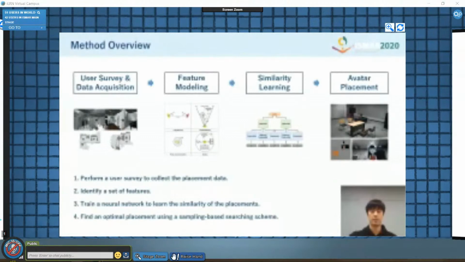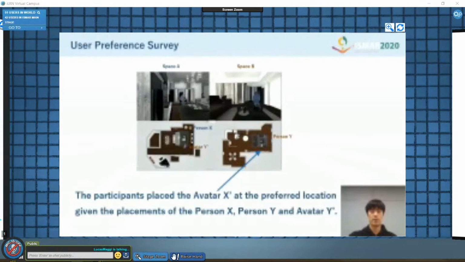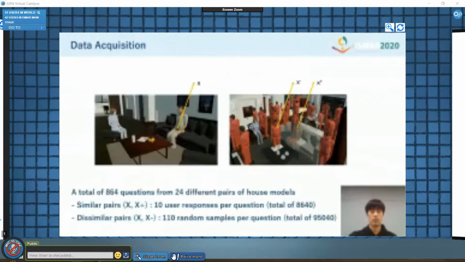For the user preference survey, we asked participants to place avatar X prime at their preferred locations. Participants were provided with both a 2D floor plan of each space and egocentric views of the person and avatar. From the user survey, we obtained user-selected placements as similar pairs and randomly generated placements as dissimilar pairs.